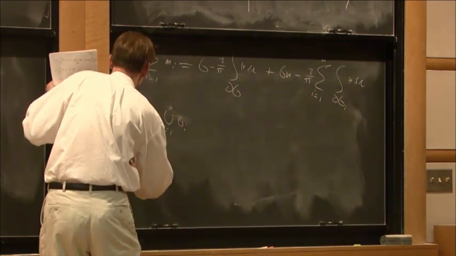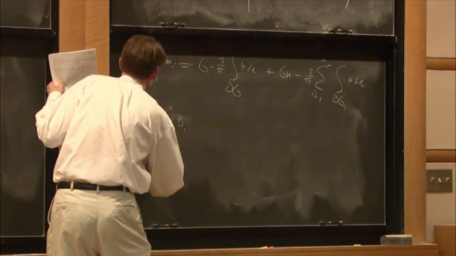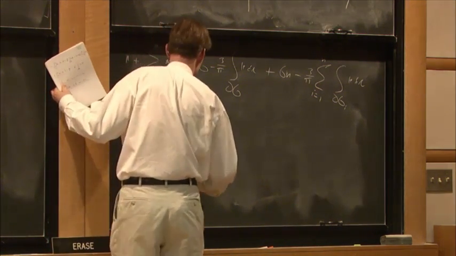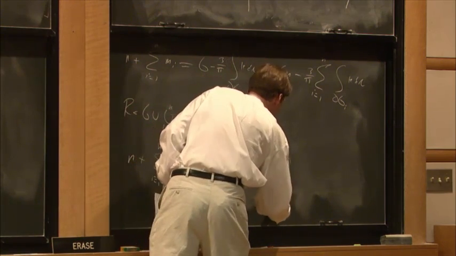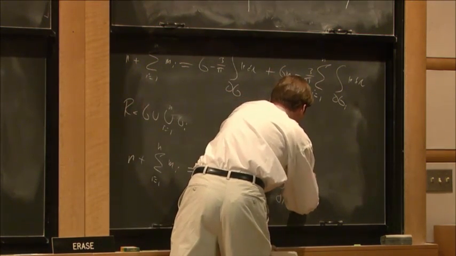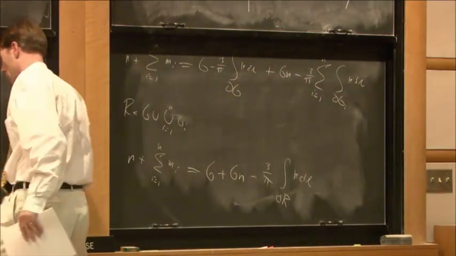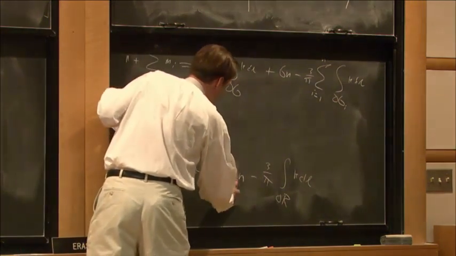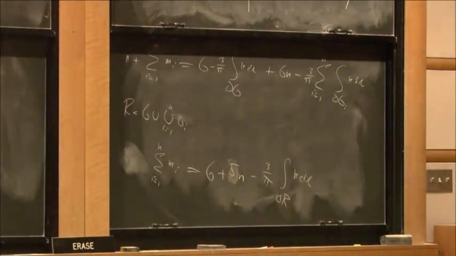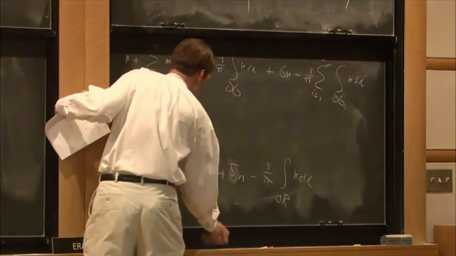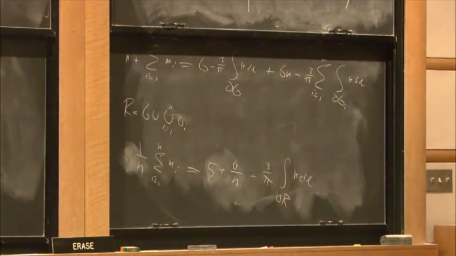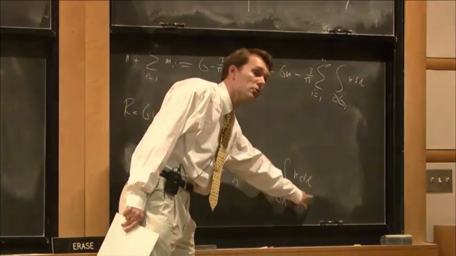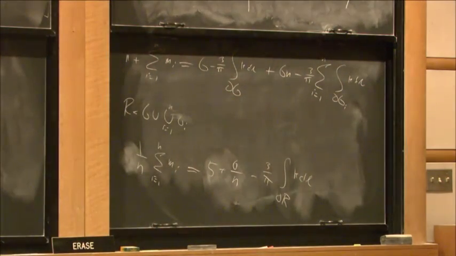What do we get? We get n plus the sum from i equal to 1 to n of mi is equal to 6 plus 6n minus 3 over pi times the integral over the boundary of R of kappa dl. Well, move the n across here. You get 5 over n, and finally divide by n. And we get 5 plus 6 over n here. And here is the law of Aboav-Weaire with the nice correct error term here. So it's nice and true.